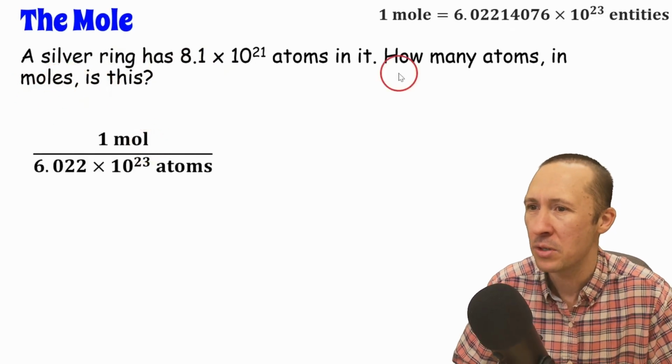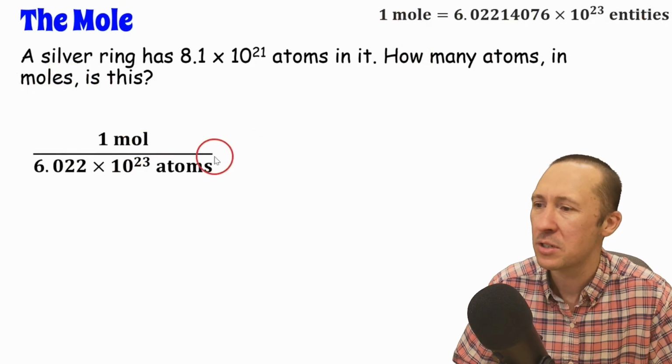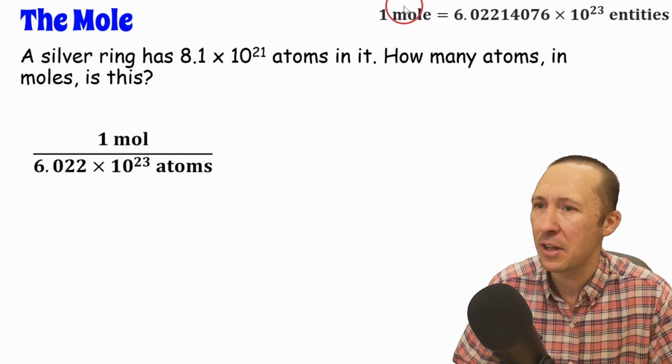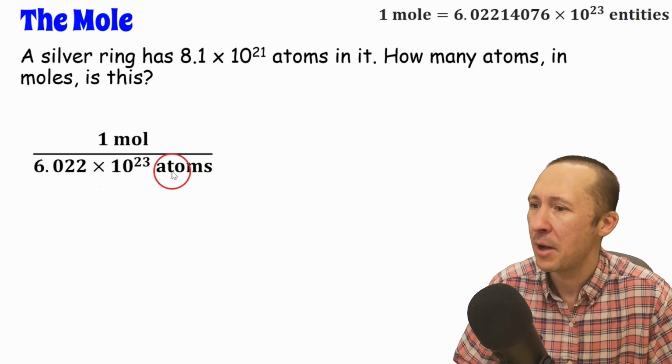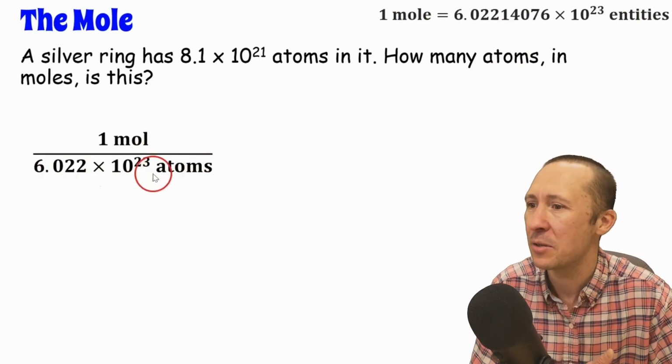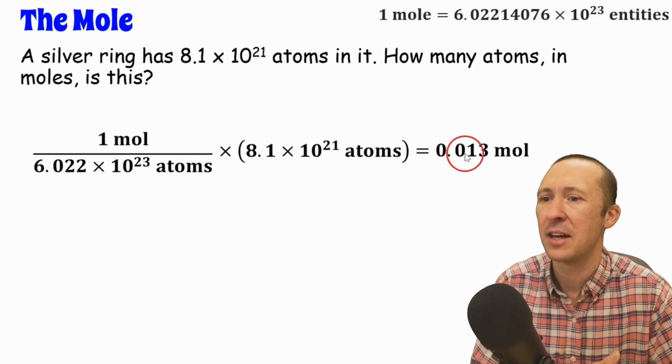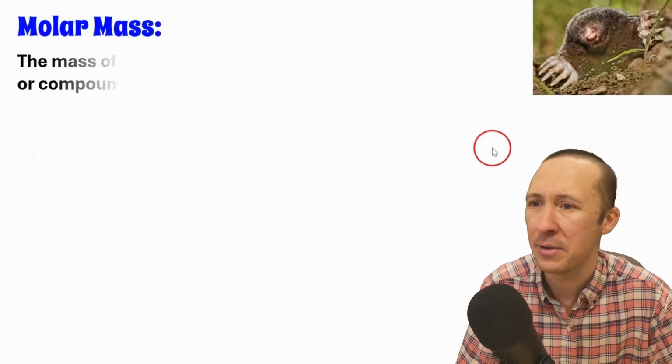So we'll start with moles. We'll use our conversion with moles on top because that's what we want, and then we have the other unit, the number, on the bottom. Now we've got to cancel this out. So there's this many atoms, but we're given 8.1 times 10 to the 21 atoms. So atoms cancel out, which gives us 0.013 moles.